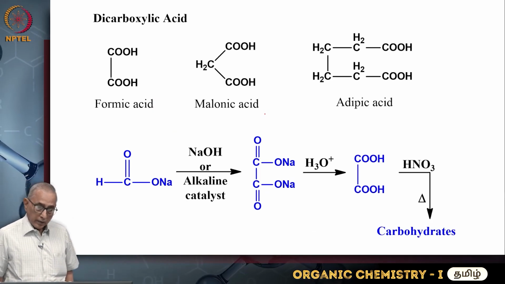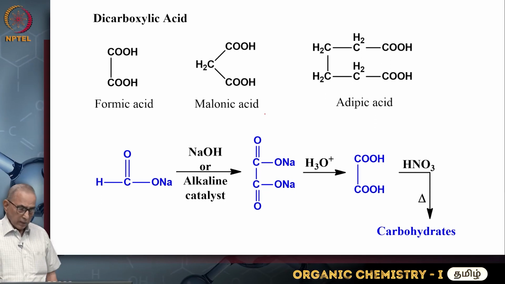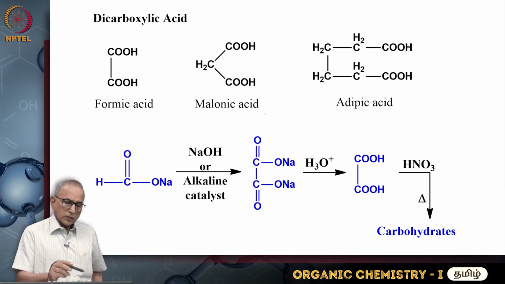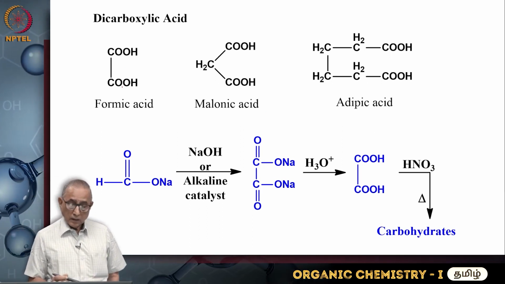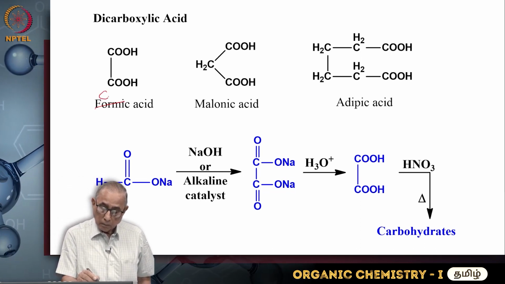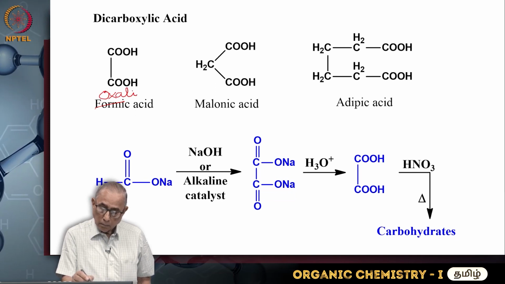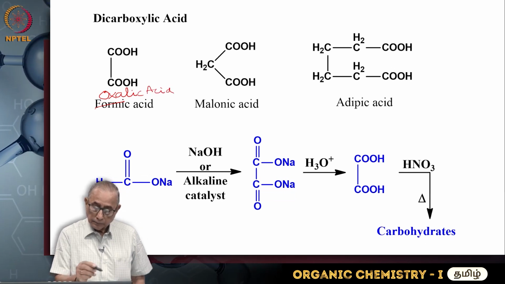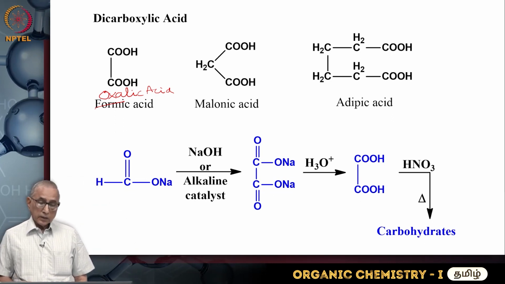Now we come to dicarboxylic acid. In this dicarboxylic acid, the lowest member is HOOC-COOH. This is not formic acid, this is oxalic acid, when you have 2 carboxyl groups directly connected to each other.